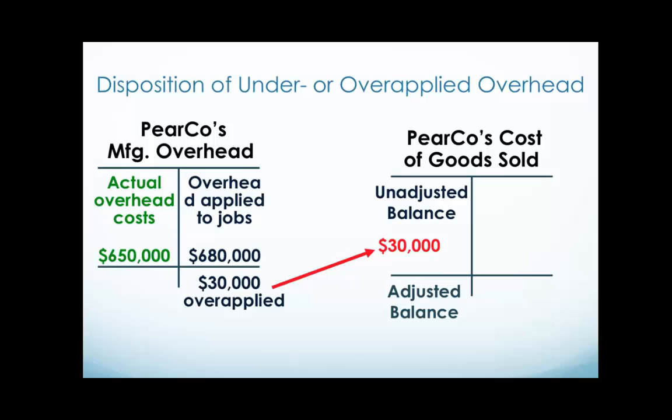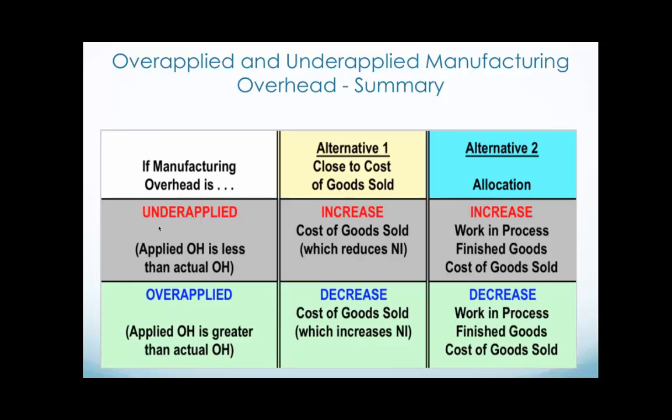In the case where the overhead was over-applied, meaning that we had applied too much manufacturing overhead, we're simply going to adjust that by taking it out of the cost of goods sold. I think this is an important slide because you can see that if manufacturing overhead was under-applied, meaning that applied overhead is less than actual, we need to apply more overhead, then we can simply increase the cost of goods sold, which inevitably will reduce net income, right? More expenses, less net income.